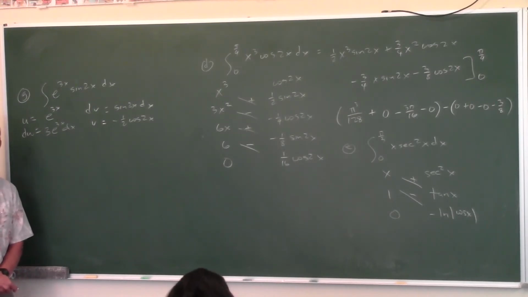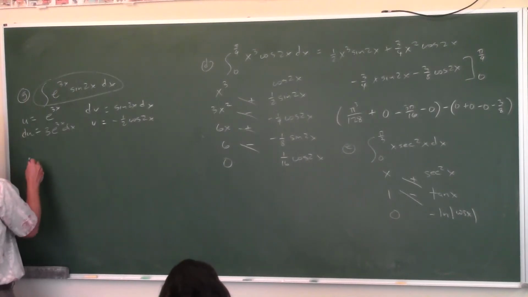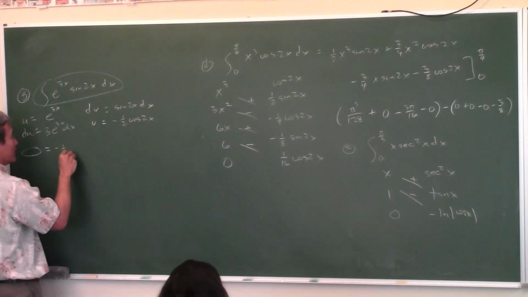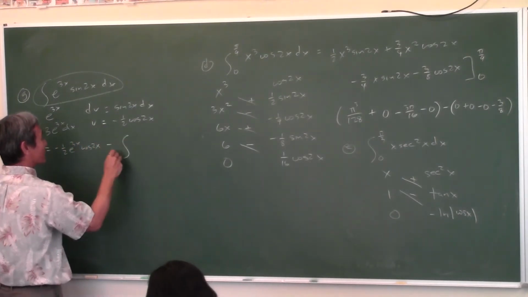No, as long as you keep it consistent. Okay, so I'm going to call our original integral oval. So oval is equal to uv minus the integral of v du.